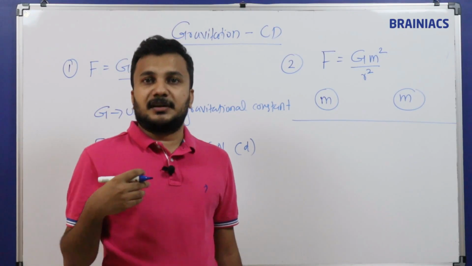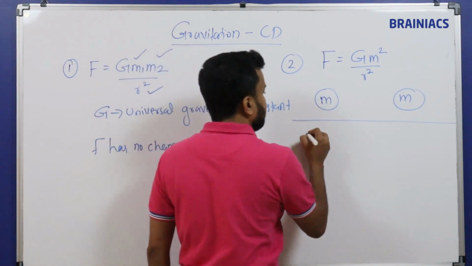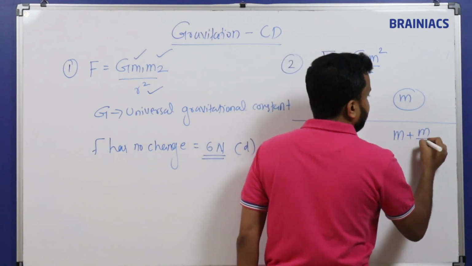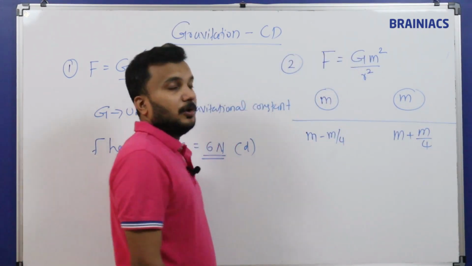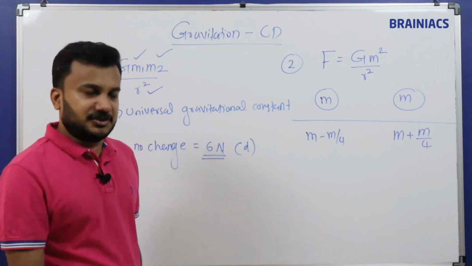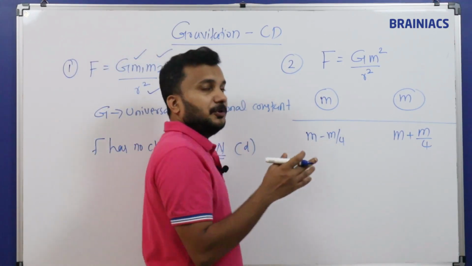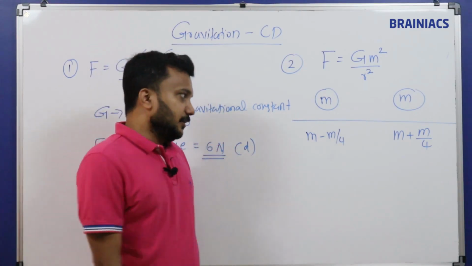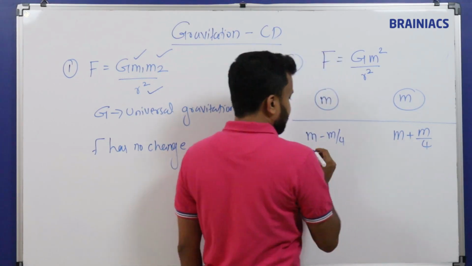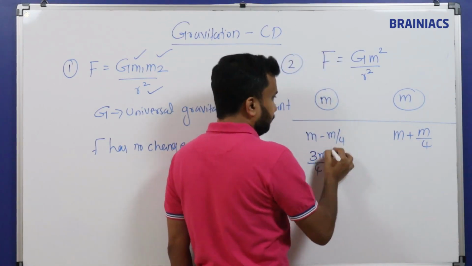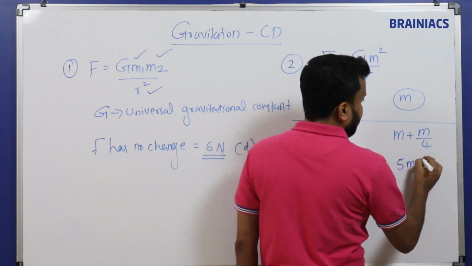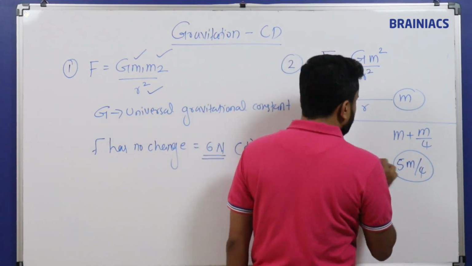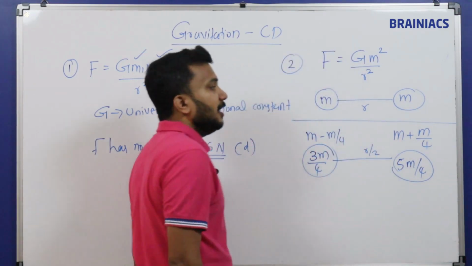25% of the mass is transferred from the first body, which means this mass becomes m minus m by 4, and this one becomes m plus m by 4. This body loses 1/4 of the mass, which means 25%. 1/4 means 0.25, and converting it into percentage, 0.25 × 100. So this body loses and this body gains. Here the mass becomes 3m by 4, and here the mass becomes 5m by 4. The distance between them, initially r, now becomes r by 2.